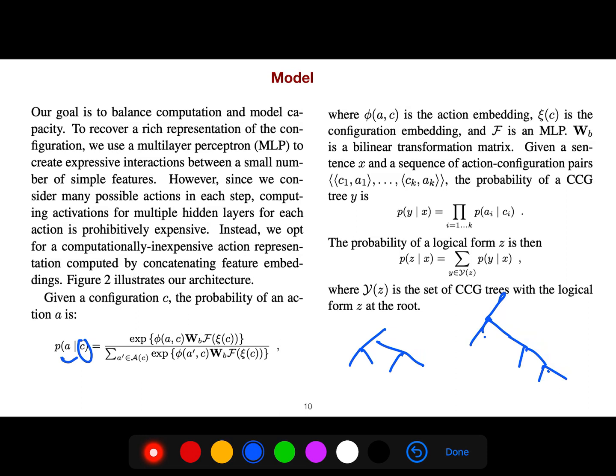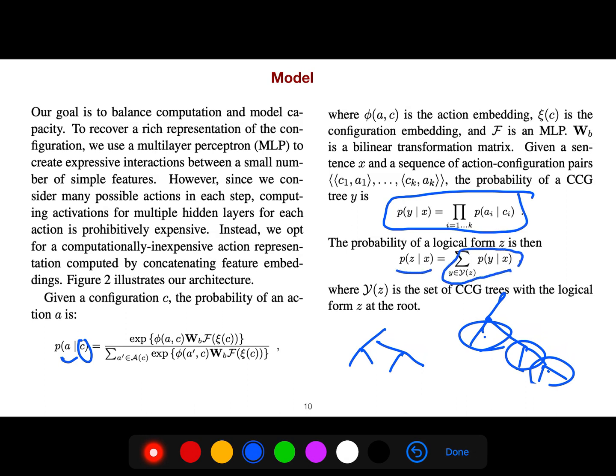We multiply them because we assume they are independent, just like the idea of potentials in graphical models. I've explained it in different contexts, in conditional random fields and in graphical models. So you understand this. But this is just one tree, so you should marginalize over all possible trees. And this way you can say what is the probability of some z.